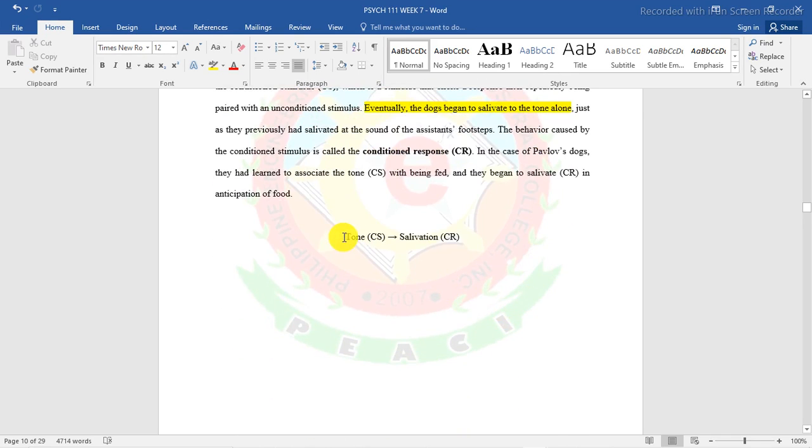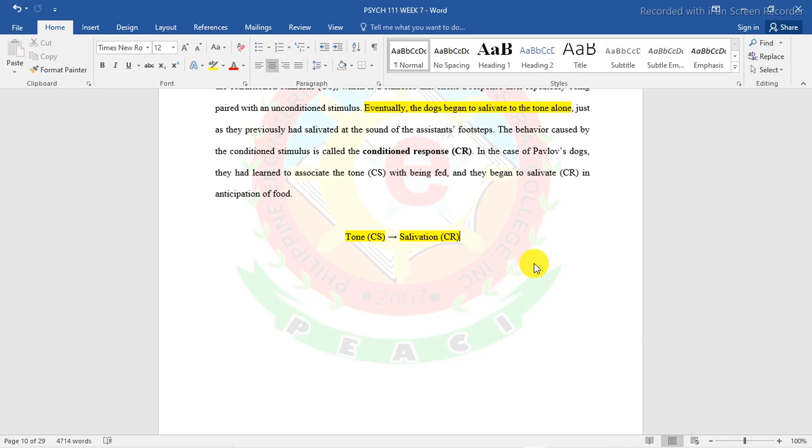So, ito na yung nangyari. Tone lang yung ginawa. Okay, ngayon, binawasan na yung meat powder, nagkaroon na ng salivation. Now, we have already conditioned our dog. No? Tone lang, nakakapag-salivate na siya.